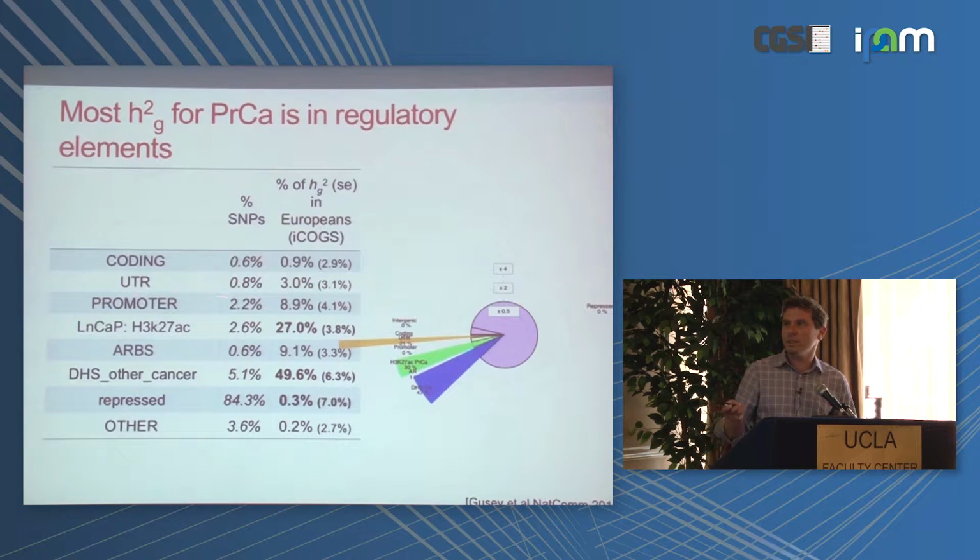while most of the signal comes from this acetylation mark in LNCaP, which essentially says that most of the common risk, since this is all based on common variation, colocalizes with enhancers in prostate cancer lines, right? Because this is a marker for enhancers, with an additional signal coming from DNase hypersensitivity sites across most other cancer cell lines. And this was done in 50,000 Europeans in this consortium.